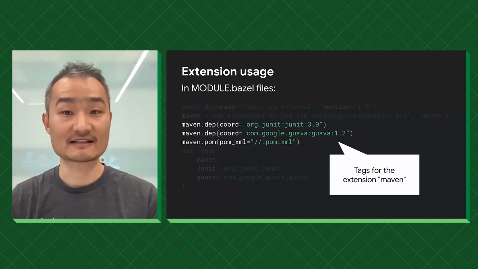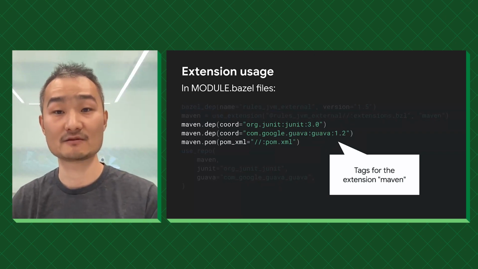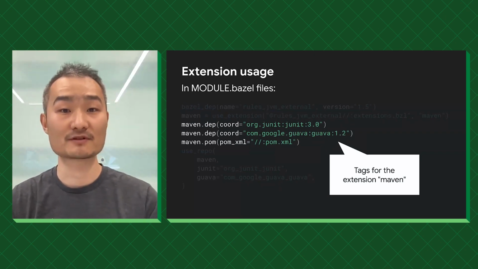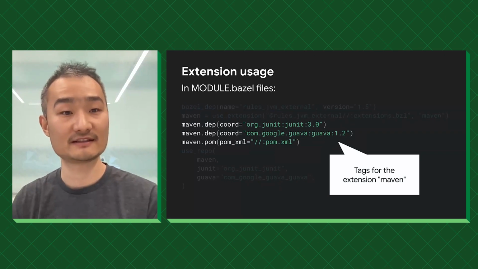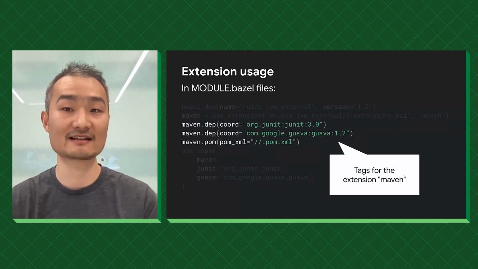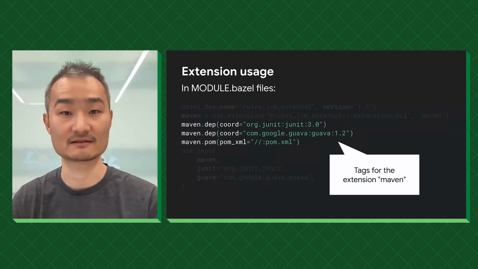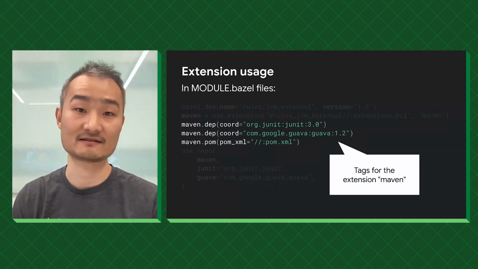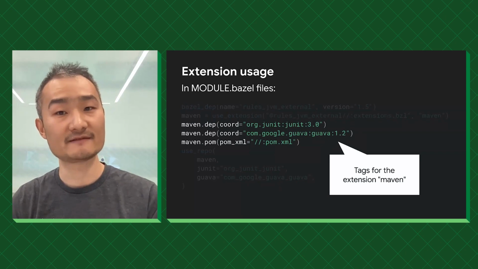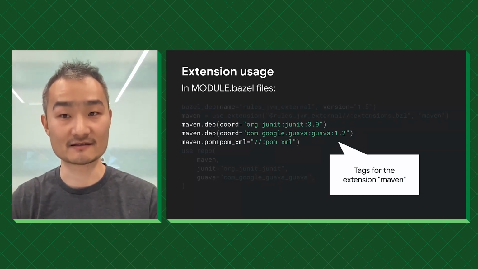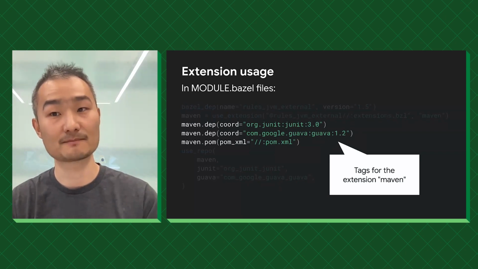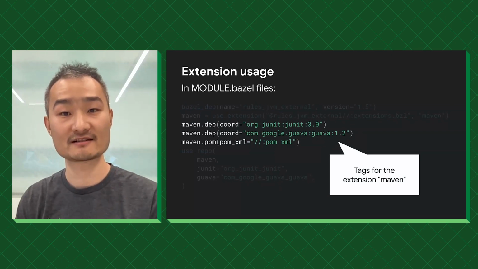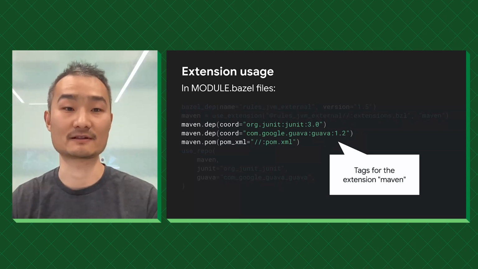You can use the dot syntax shown here to specify tags, which, as a reminder, are inputs to module extensions. Dep and pom here are tag classes defined by the extension Maven. The attributes here need to follow the schema defined by the tag classes. Note that you can even use labels pointing to files in the attributes, as with the maven.pom tag here. Any changes to the file will cause the extension to rerun.